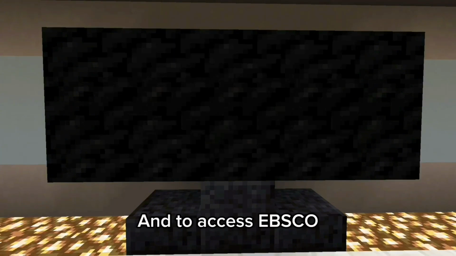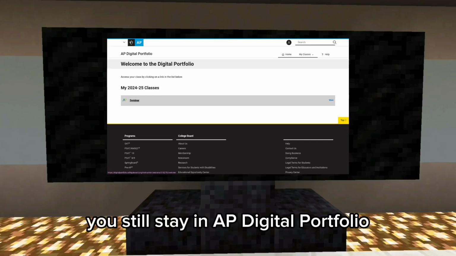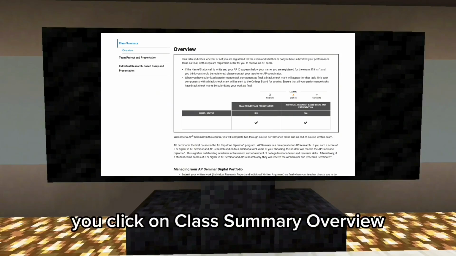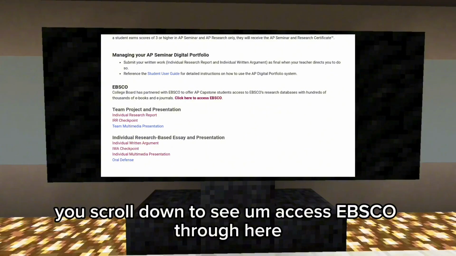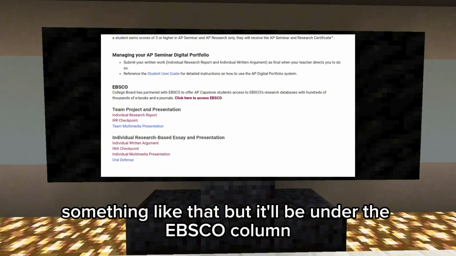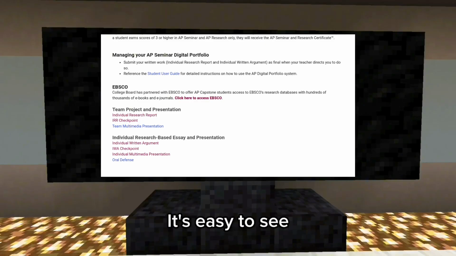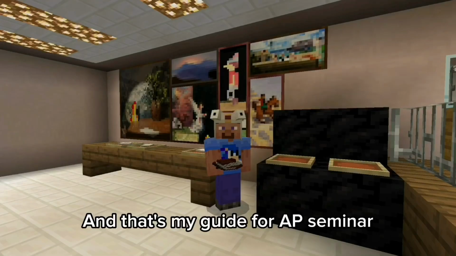And to access EBSCO, you still stay in AP Digital Portfolio. You click on Class Summary Overview, you scroll down to see access EBSCO through here, something like that, but it'll be under the EBSCO column. It's easy to see. And that's my guide for AP Seminar.